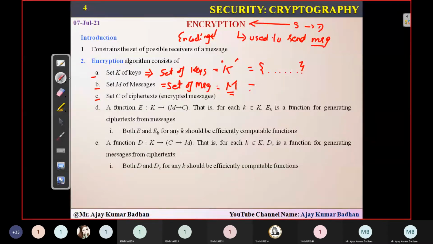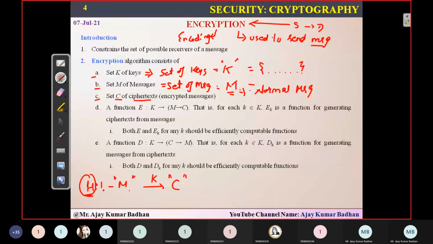Then we have something called C. C is a term we use to represent ciphertext. I don't know how many of you have heard this name. M is nothing but a normal message, something like, as I told you, "hi". This is a normal message. And once you use a key to encode this particular message, you will get a ciphertext.